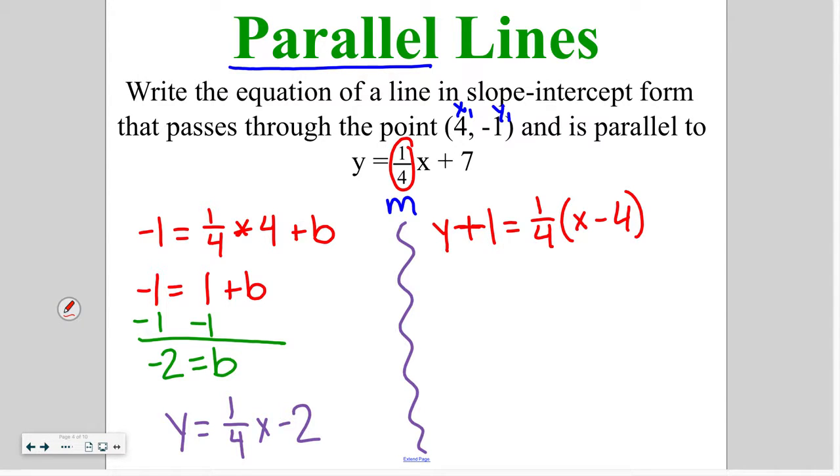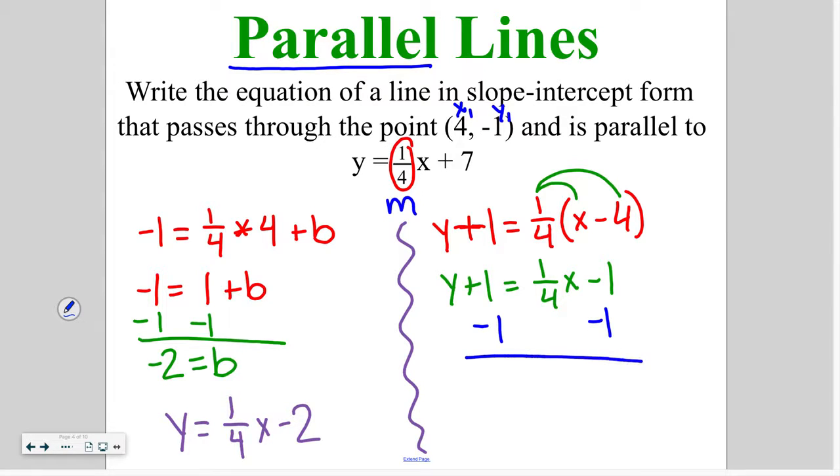Then, like we talked about last lesson, you would have to go ahead and use that distributive property. So we get y plus 1 is equal to 1/4 x plus 1/4 times negative 4, which is negative 1. In order to finish solving, you would subtract 1 from both sides, giving us a final answer of y is equal to 1/4 x minus 2.